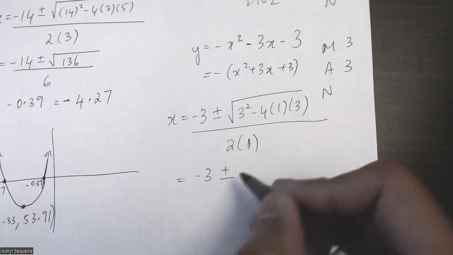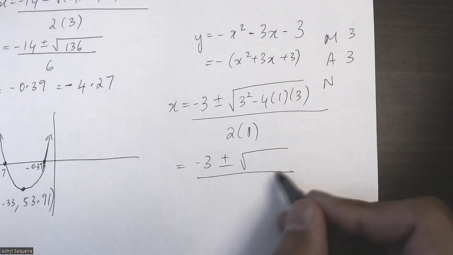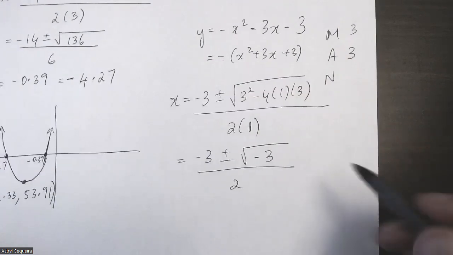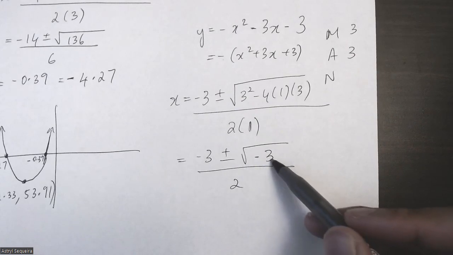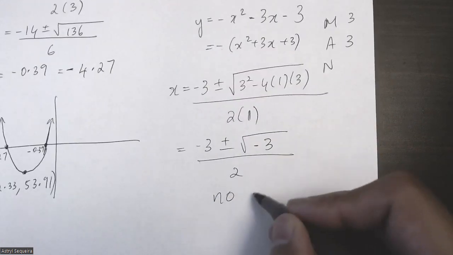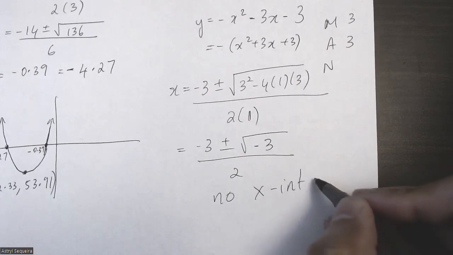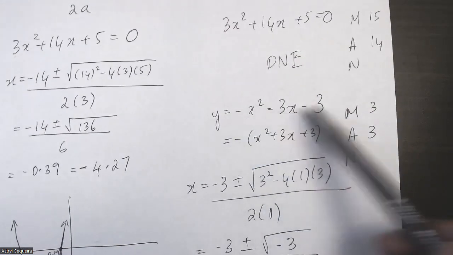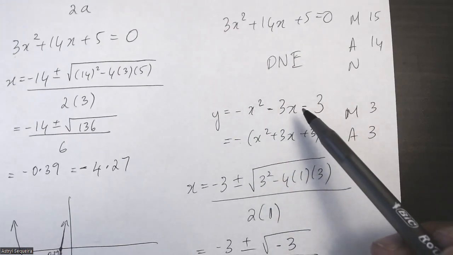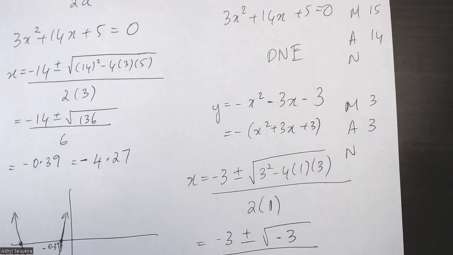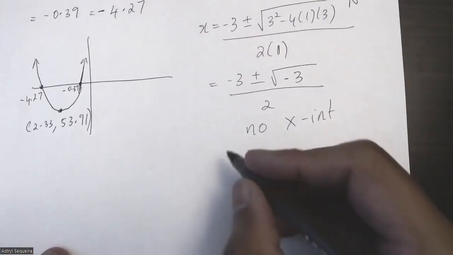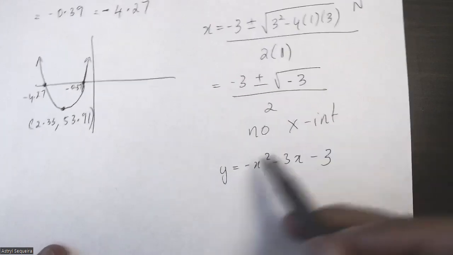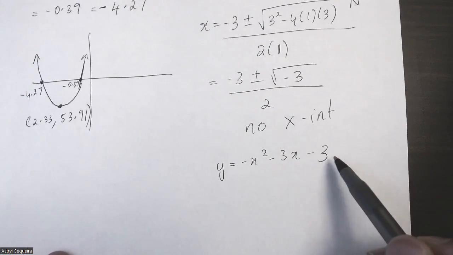This is negative 3 plus or minus root of 9 minus 12, which is negative 3. And then we cannot square root a negative number, which means there are no x-intercepts. So if there are no x-intercepts, does that mean we cannot sketch this graph? Well, we actually can. I'm going to rewrite it over here. If you have no x-intercepts, we can only sketch the graph based on the y-intercept and finding the vertex.